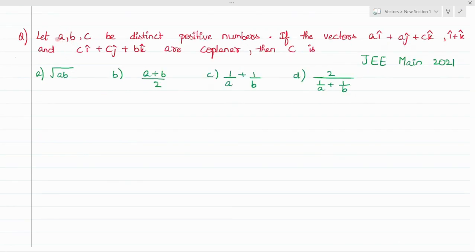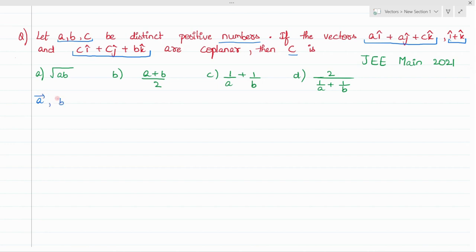In this question, a, b, c are positive distinct numbers. Okay, they are not vectors. If the vector a i cap plus a j cap plus c k cap and i plus k and this are coplanar, then what's the value of c?